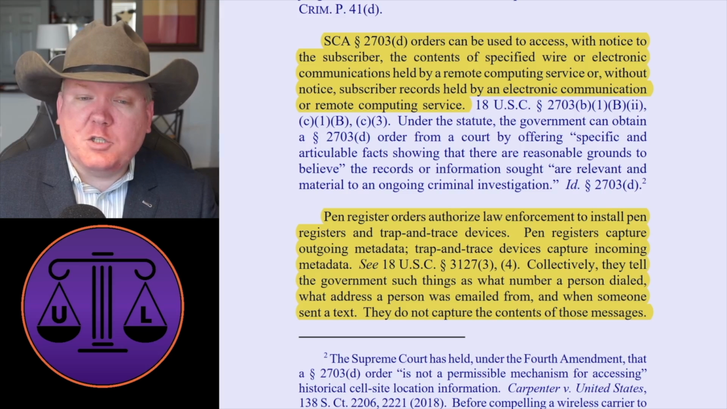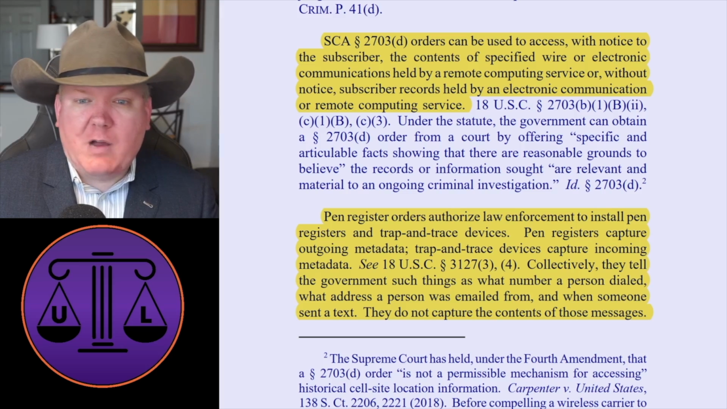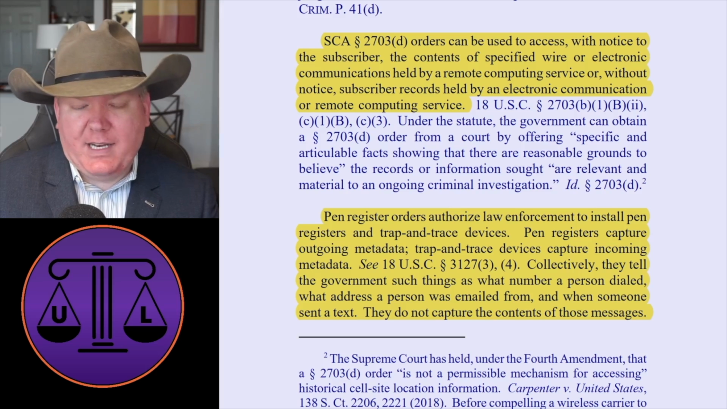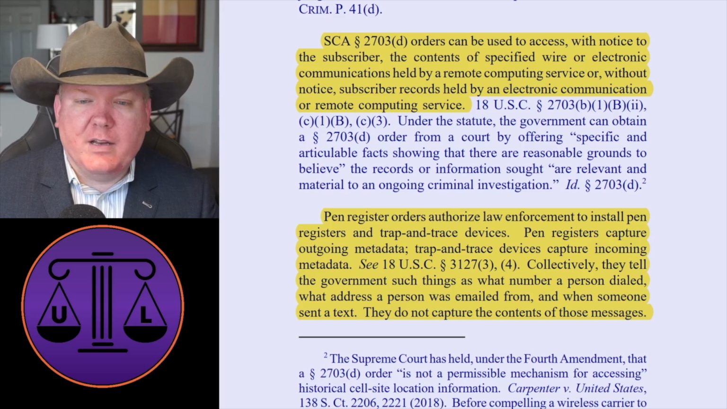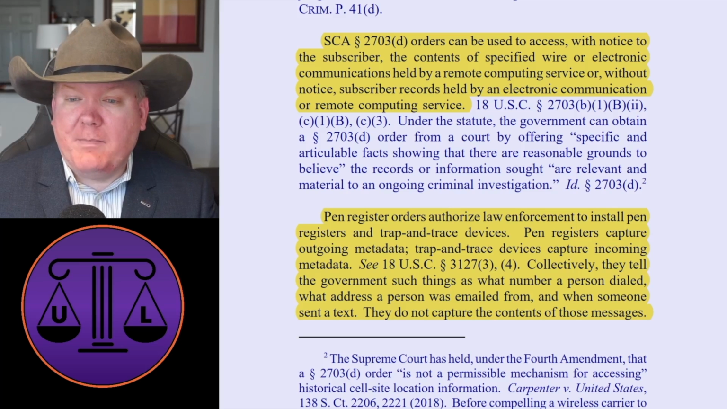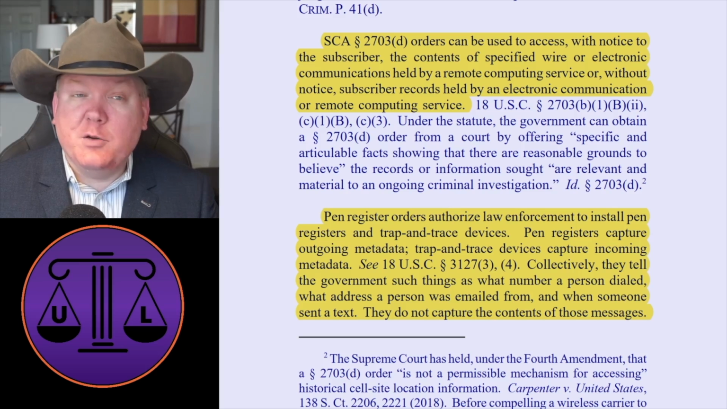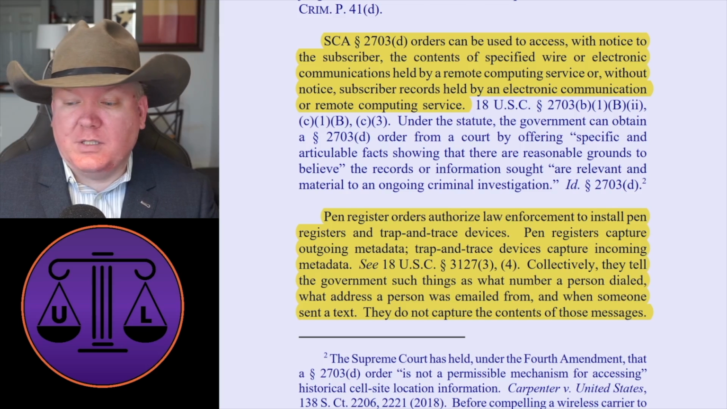device. Pen registers capture outgoing metadata. Trap and trace devices capture incoming metadata. Collectively, they tell the government such things as what number a person dialed, what address a person was emailed from, and when someone sends a text. They do not, however, capture the content of those messages.